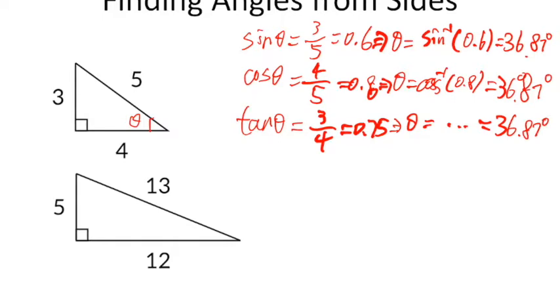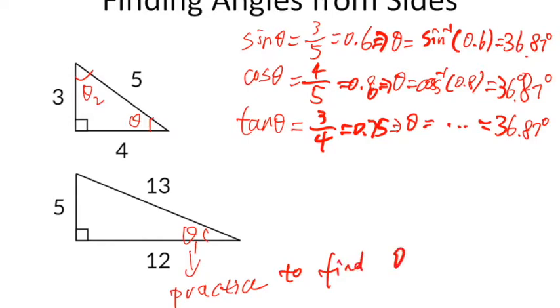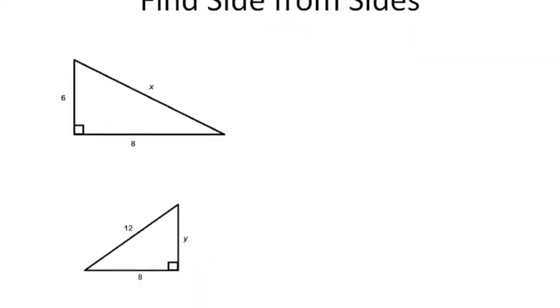Now I will leave this as a practice for you to find out this other angle. Let's call this one theta 1, and let's call this one theta 2. You need to practice to find theta 1 and theta 2. If you're familiar with the subject, you don't have to do the practice.